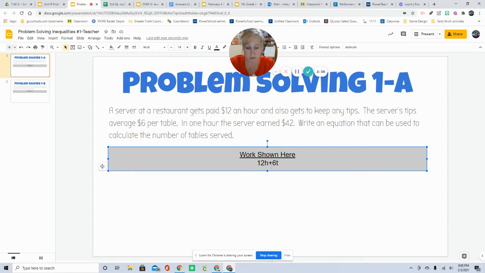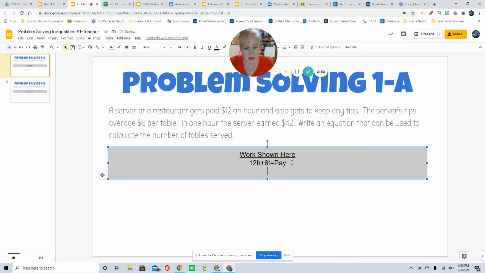All right, so let's keep reading and see what other information it has. In 1 hour, the server earned $42. Okay, so this means that I need an equal sign at the end, and that would equal their pay. And I'm just going to write pay, okay? All right, so now that we have that, that's our basic understanding that they get paid $12 an hour, but they get more based on how many tables and the tips that they get per table. And that equals how much they bring home.